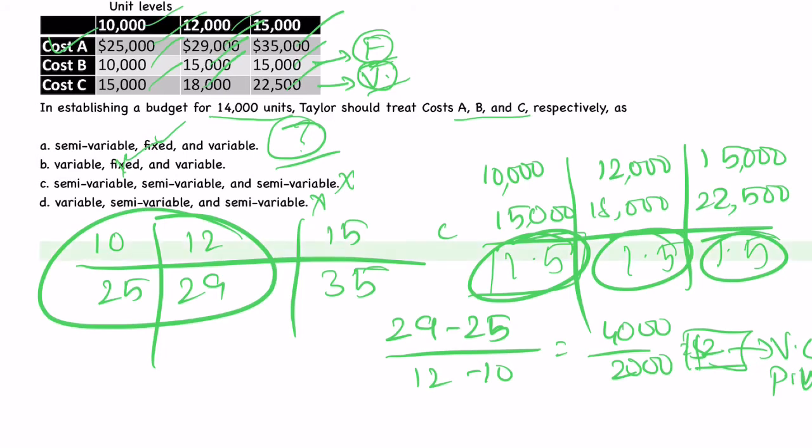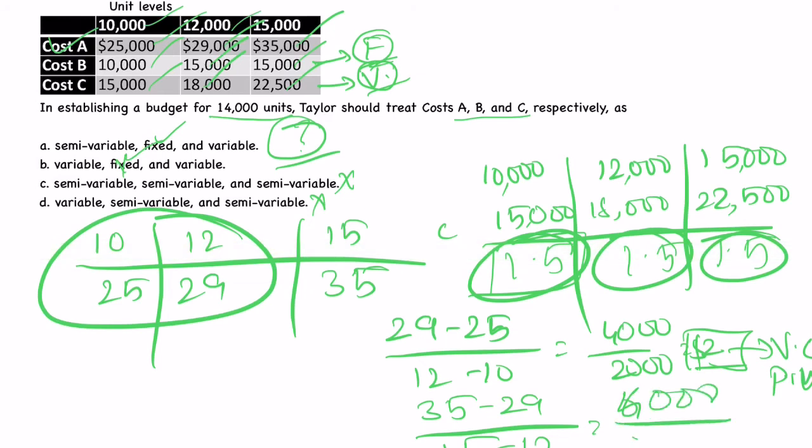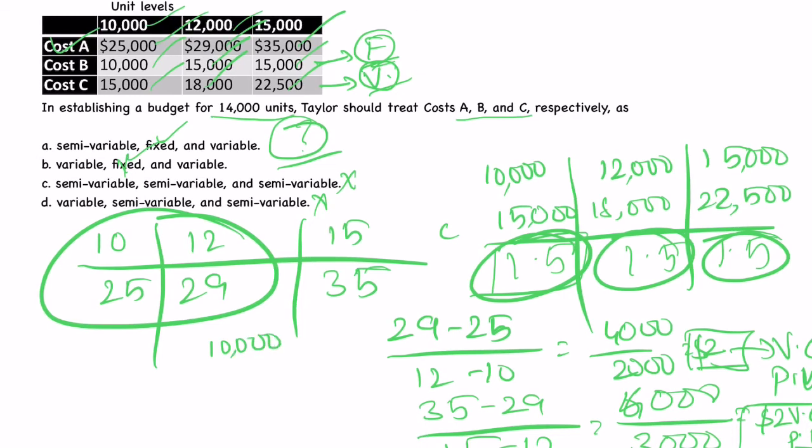I want to verify this now. What am I going to do? I am going to do this for the 12,000 and 15,000 unit levels also. 35 minus 29 divided by 15 minus 12. Again it will be the same if you observe. 6,000 divided by 3,000, that will come to $2. Wow. But still I am confused. We know that variable cost per unit is $2. I just want to check for the 10,000 unit level.